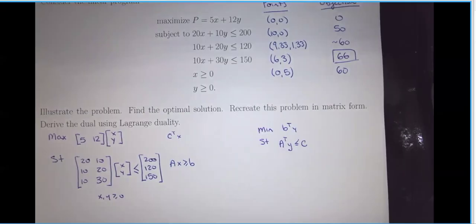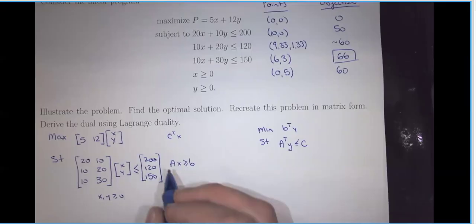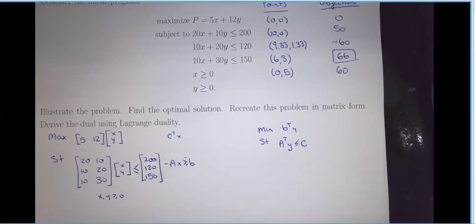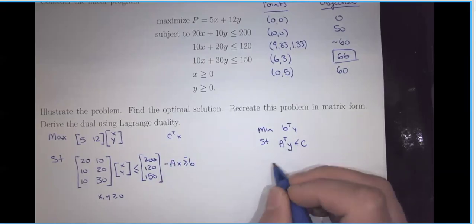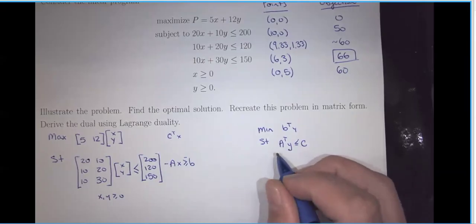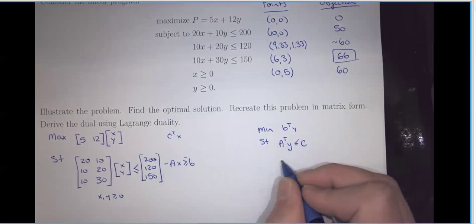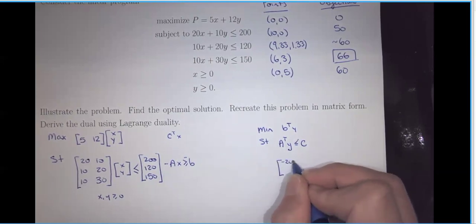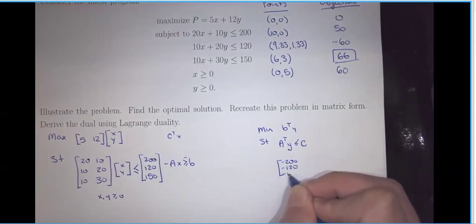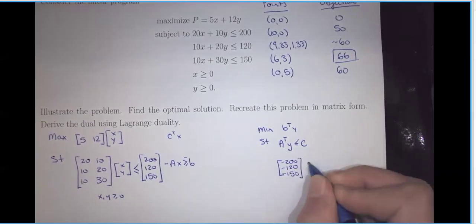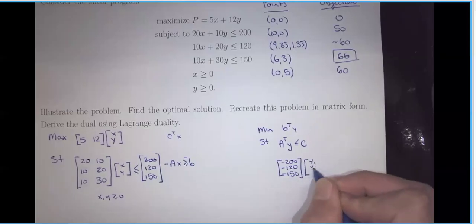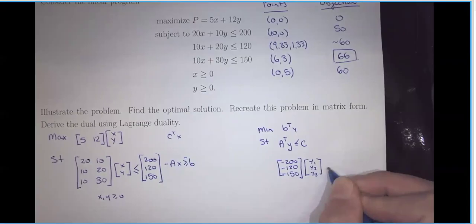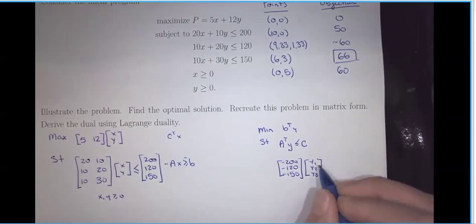Okay. So let's make the adjustment here. This needs to be greater or equal. This is less than or equal. So we're going to multiply through by -1. So it'll be negative A and negative B. So in this dual example, instead of B, we have negative B. So it'll be negative 200, negative 120, negative 150 times Y. That's what we want to minimize.